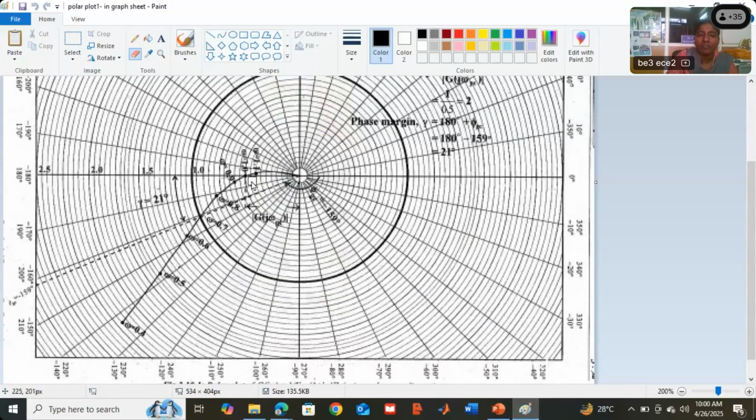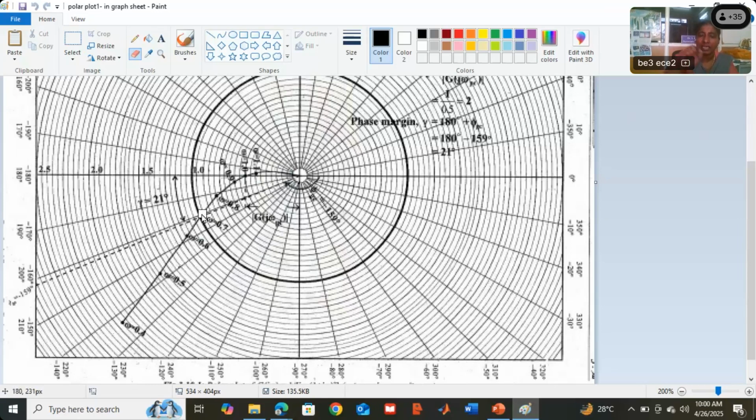Now, what is the omega value at phase angle minus 180? That is called the phase crossover frequency. So the polar plot is cutting the minus 180 line, which is the negative x-axis. Negative x-axis is the minus 180 line. The polar plot is cutting the negative x-axis. So what is the omega value at that point? It is 1.0. Okay, 1.0 is the phase crossover frequency. 0.7 is the gain crossover frequency.